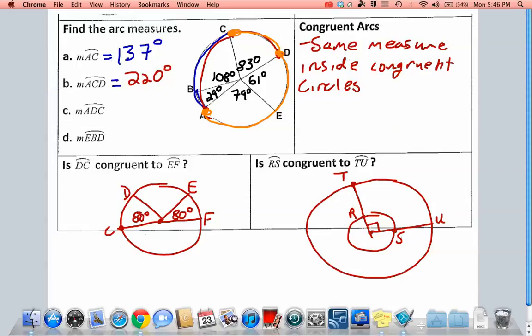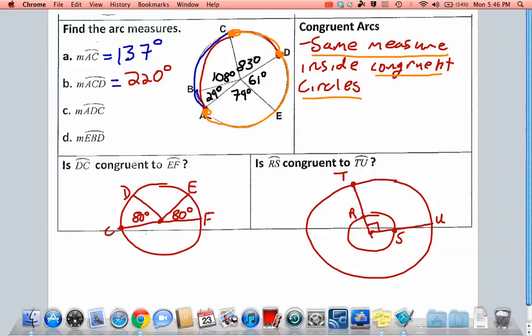Let's move on to congruent arcs. Congruent arcs. Here's what we need. We need the same measure. That's the congruence part, inside congruent circles. If we have the same measure and they're not congruent circles, then I don't have congruent arcs. I only have congruent circles if I have the same radius. That's how I tell if my circles are congruent.